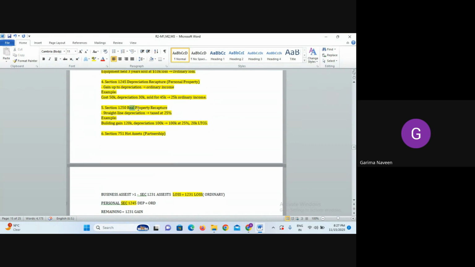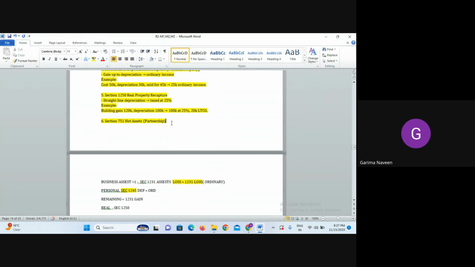Whereas if you have real property, then up to the amount of straight line depreciation, it will be taxed at some preferential tax rate, which is 25%. It actually has some classification which I told you. The excess of accelerated and straight line depreciation is first classified into ordinary, then up to the amount of straight line is classified under unrecaptured, and then it is classified under 1231.